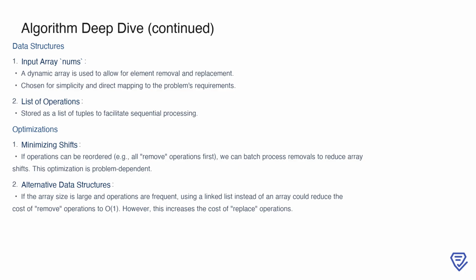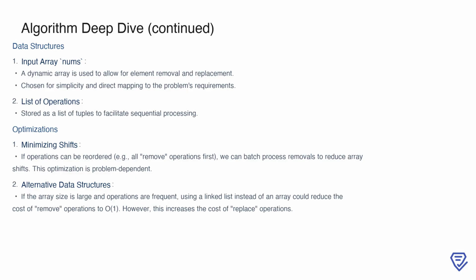The input array, nums, is a dynamic array, which allows for straightforward removal and replacement of elements. This matches the problem's requirements well. The operations are stored as a list of tuples, providing an easy way to sequentially process each one. However, there are potential optimizations to consider.